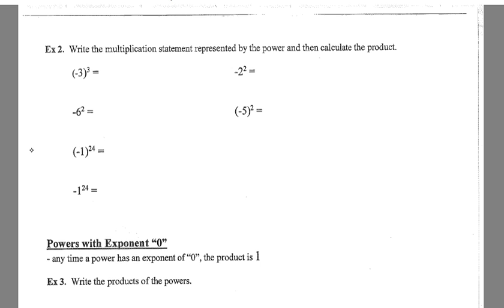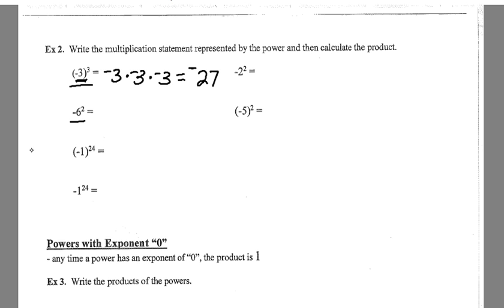So what we're looking at here, this first one, directly beside the 3 is a bracket, so everything in the bracket is your base. So negative 3 needs to multiply by itself, and it has to occur 3 times. 3 times 3 times 3 is 27. 3 negatives, an odd number of negatives, makes a negative.